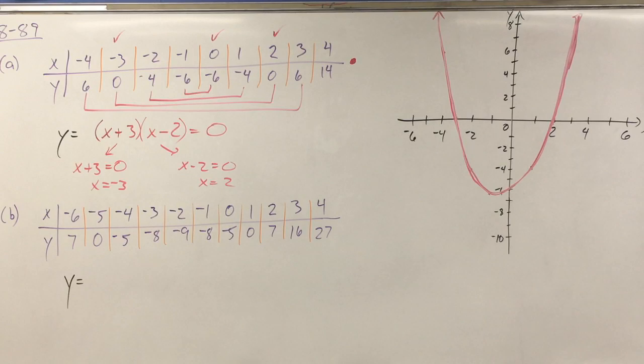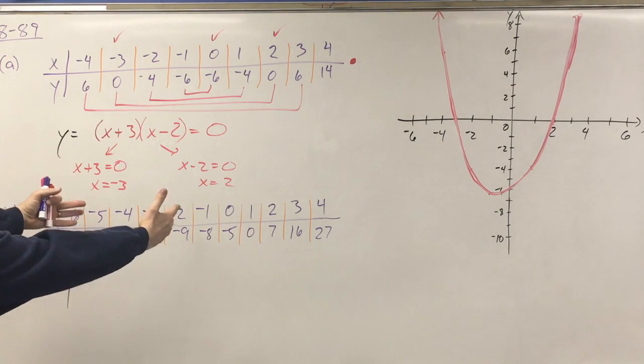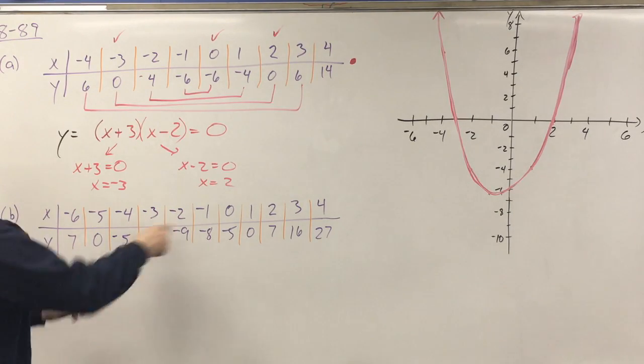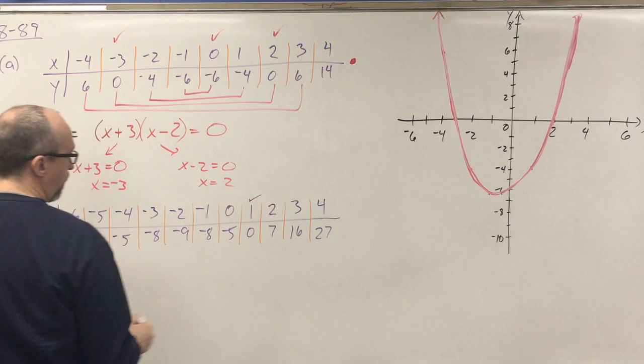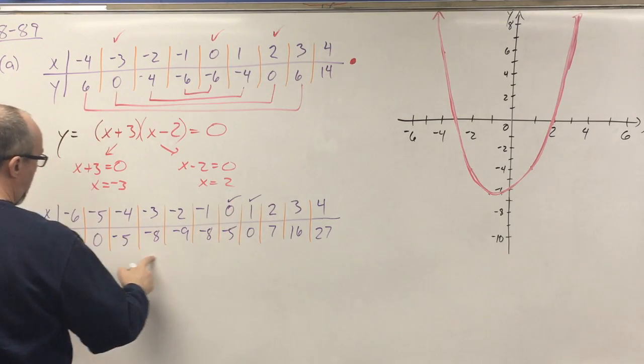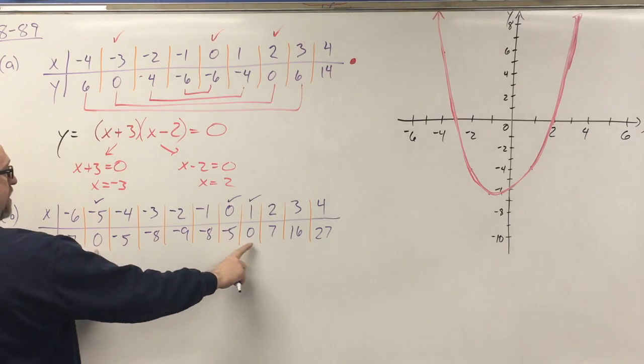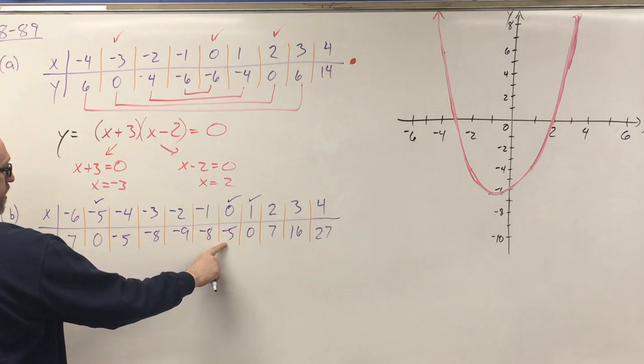Let me try part B. This might help you. I'm going to kind of do it backwards. I'm going to look for patterns. First of all, I see that there's a 0 right here, there's a 0 here, and there's a 0 there. These are my x-intercepts and my y-intercept.